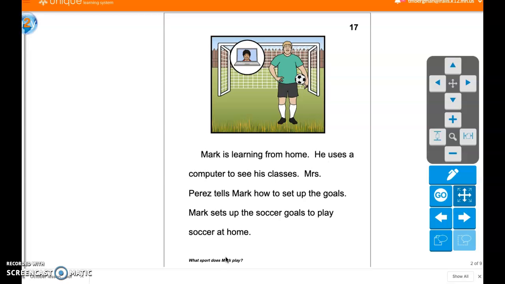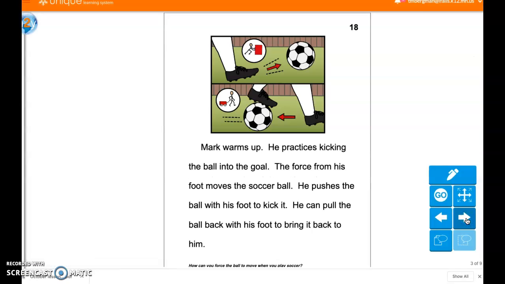What sport does Mark play? He is playing soccer.